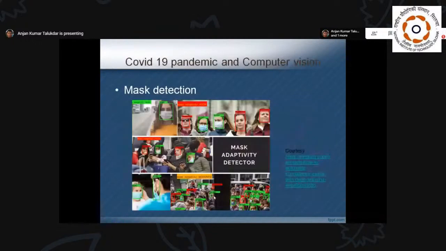Now in the present situation, in the COVID-19 pandemic, how computer vision can play an important role. People have already done work on it. For example, mask detection, whether a person is wearing a mask or not. This kind of detector has already been implemented. For example, you can see here no mask, mask, no mask, like that. You can use computer vision techniques for this also.